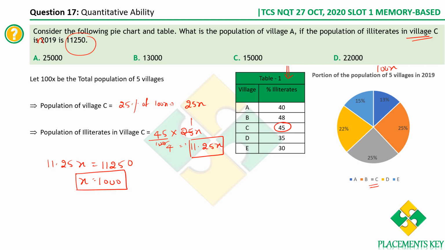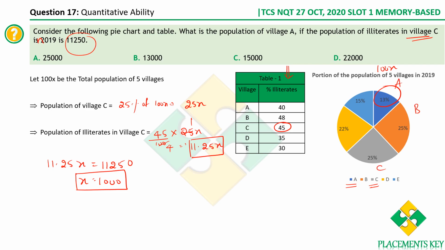Now, what are we supposed to find? We are supposed to find the population of village A. The population of village A is blue, which is 13%. It starts from here, right? This is A, this is B, C. Orange is B, and then C is this gray color, and so on.